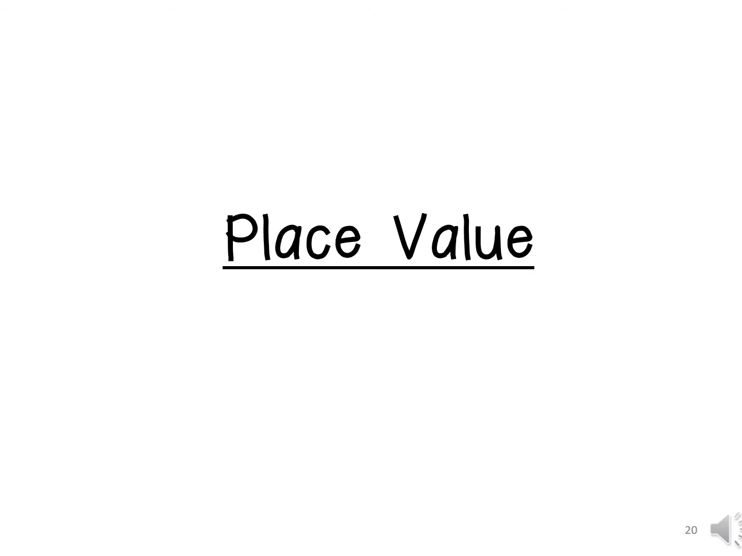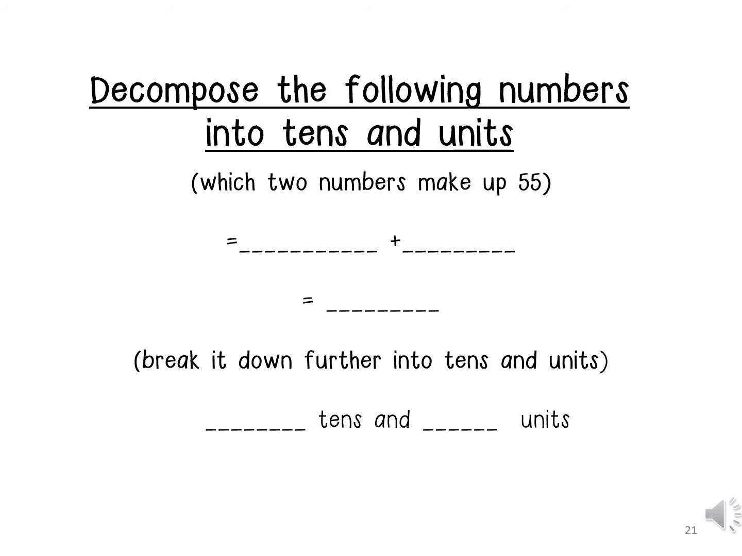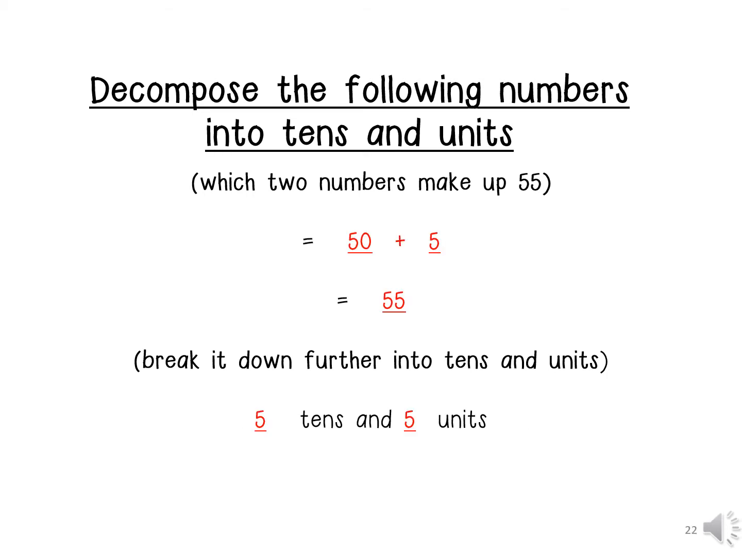Now we will be doing place value. It says decompose the following numbers into tens and units. Which two numbers make up 55? Thereafter, we need to break it down further into tens and units. So when we break up 55, we will get 50 plus 5, which makes 55. And when we break it down further into tens and units, we will get 5 tens and 5 units.